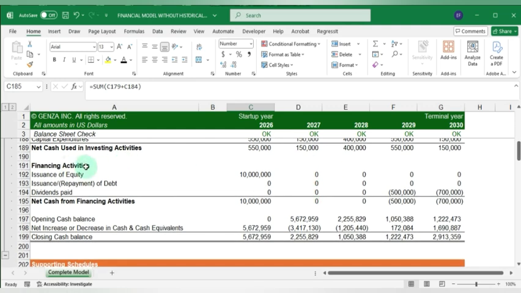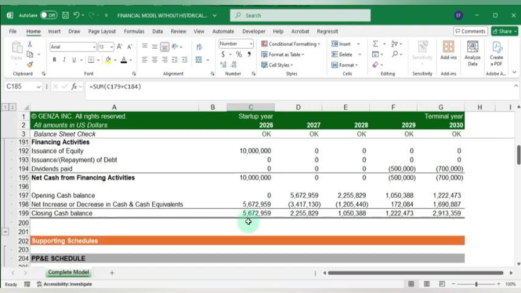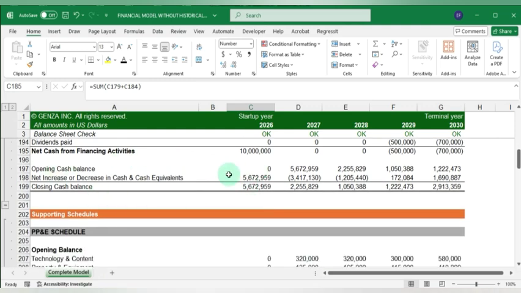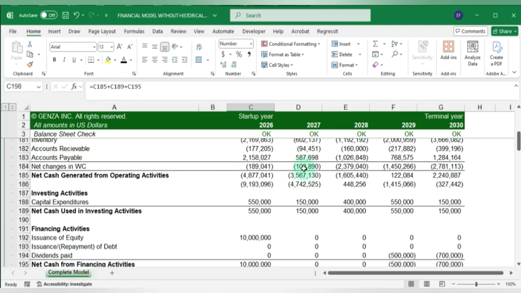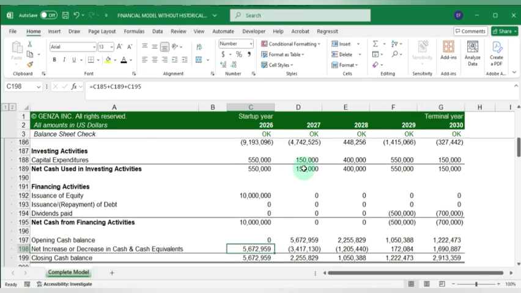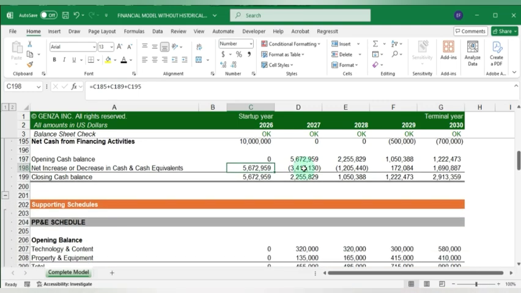Then we also have our financing activities. We have issuance of equity, issuance or repayment of debt, which is zero throughout. Then we have payment for dividends. So that is giving us our net cash from financing activities. Then we have our opening cash balance. We added our net increase or decrease in cash and cash equivalents, which are the addition of the three major cash flow items. So that is that.